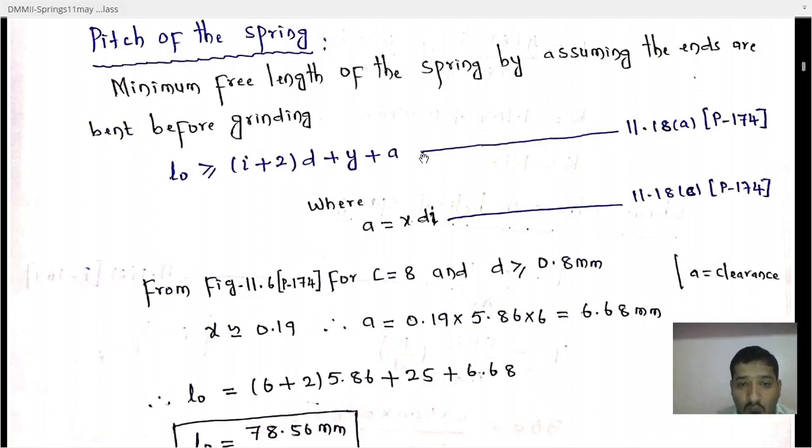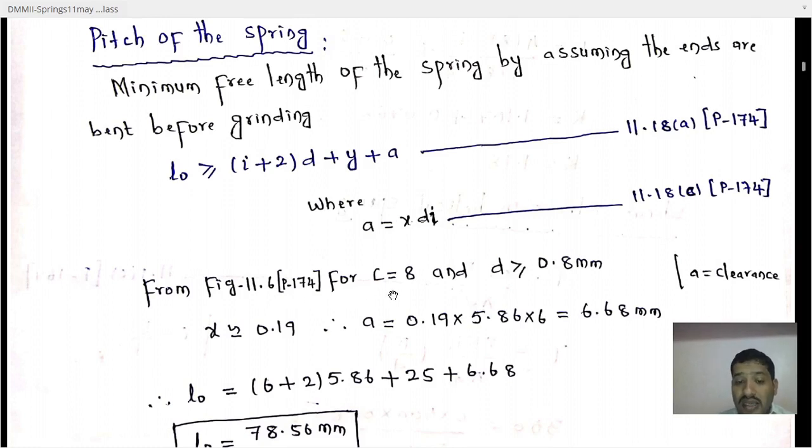So first of all, you need to find out the value of K. If you want to find out the value of A, this A indicates a clearance value. A equals X into DI, the inner diameter of the coils. So you have to refer to page number 174, equation number 11.18C from the Design Data Handbook by Mahadevan. From figure number 11.6, page number 174, please refer.